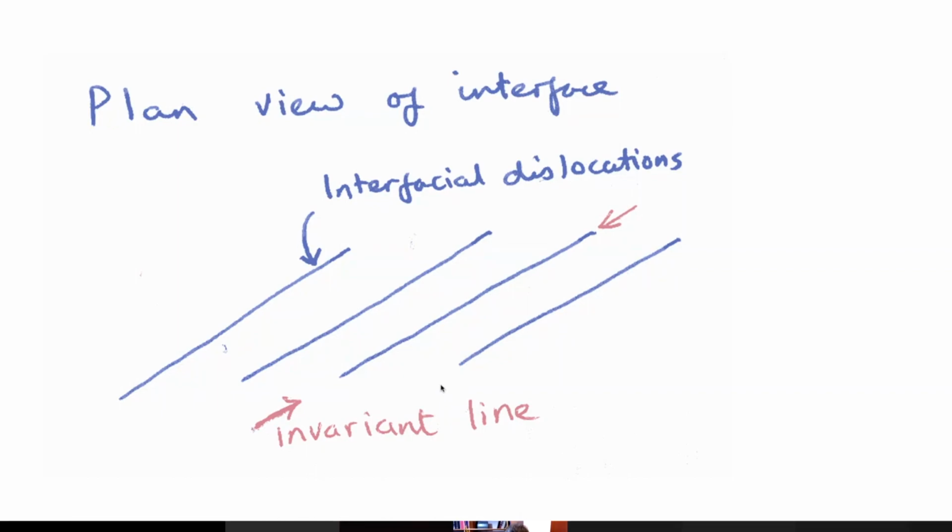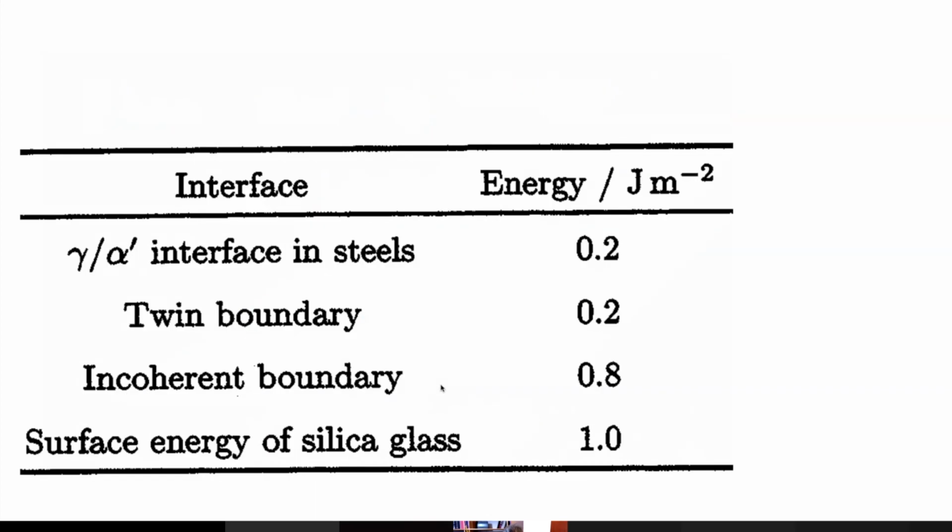So just to give you a comparison, this is a table of typical interfacial energies. Between martensite and austenite, it's about 0.2 joules per meter squared. A coherent twin boundary is about the same. Okay, so there's a high degree of coherency between the gamma and alpha prime interface. An incoherent boundary, a typical grain boundary, would be 4 times higher energy. And the surface energy of window glass is about 1. It's basically an amorphous material.